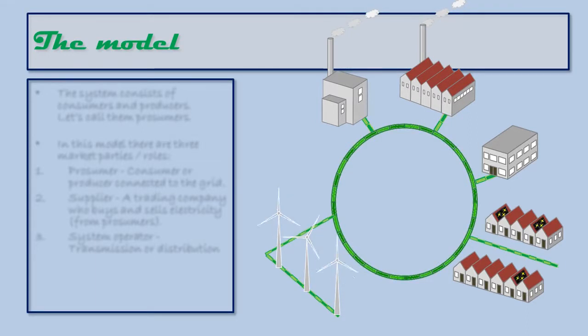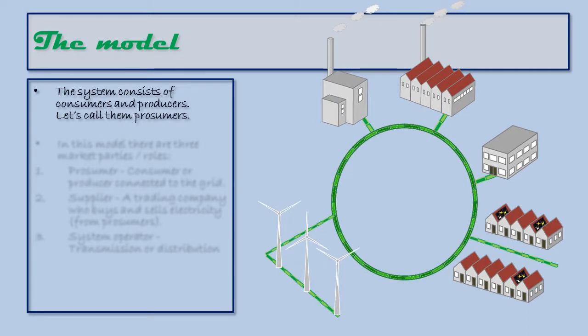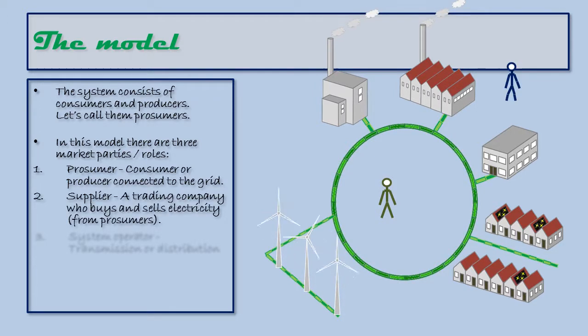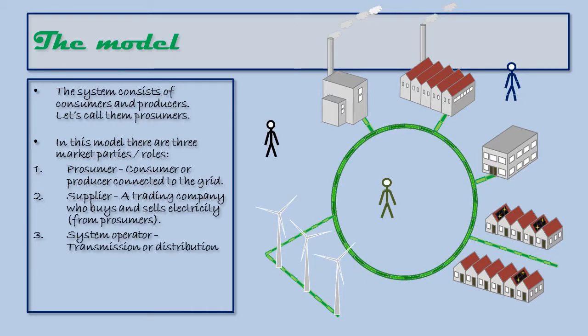The model. The system consists of consumers and producers. Let's call them prosumers. In this model there are three market parties or roles. 1. Prosumer, consumer or producer which are connected to the grid. 2. Supplier, a trading company who buys and sells electricity from prosumers. 3. System operator. This can be a transmission system operator or a distribution system operator.